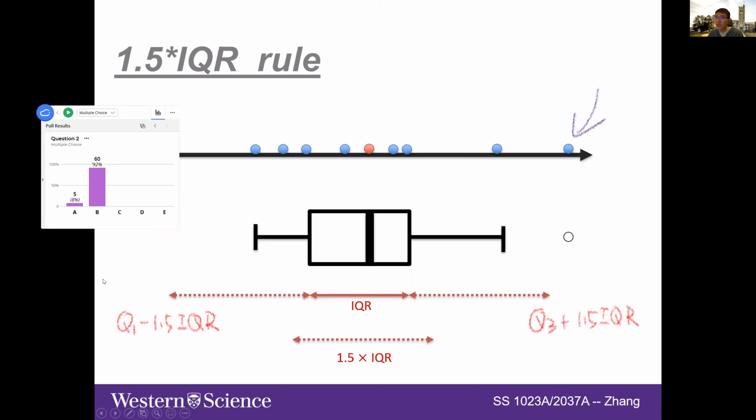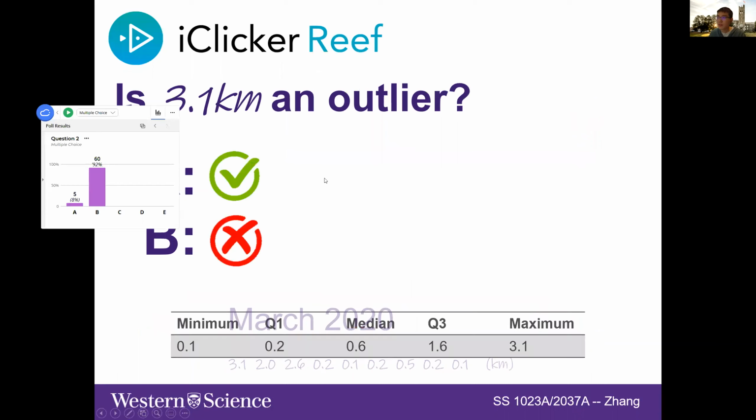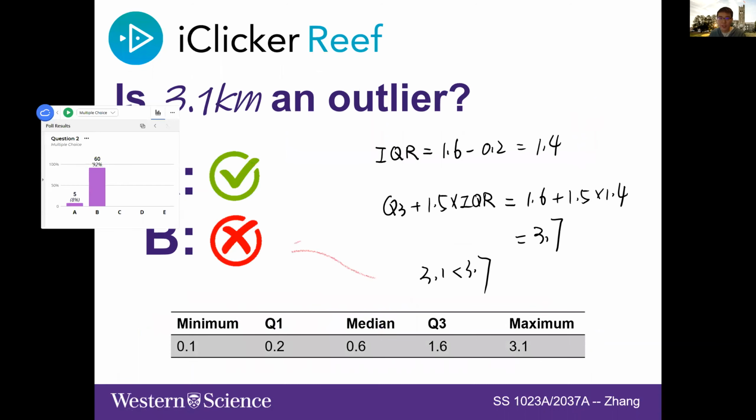And likewise, for a very small value, say we have 0 kilometers in our examples, then we will probably compare with this value, which is Q1 minus this part. And we are not worried about comparing that 0 with this Q3 because definitely this 0 will be smaller than it. Okay, any other question?